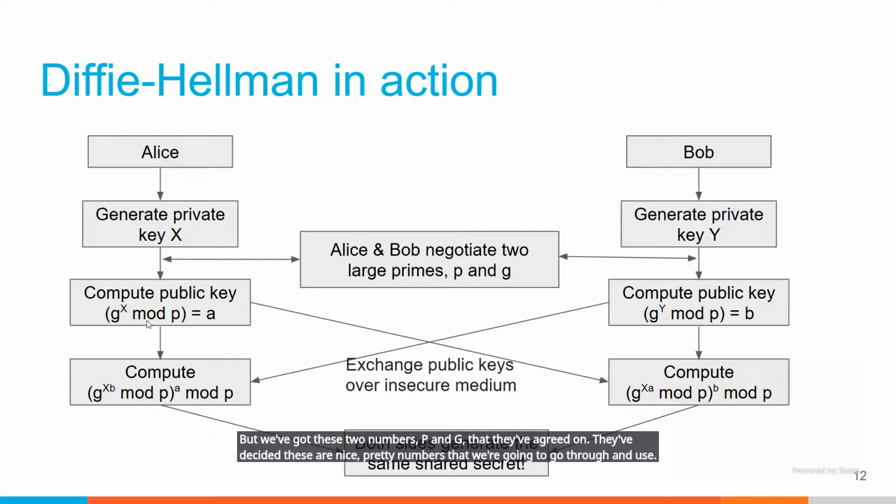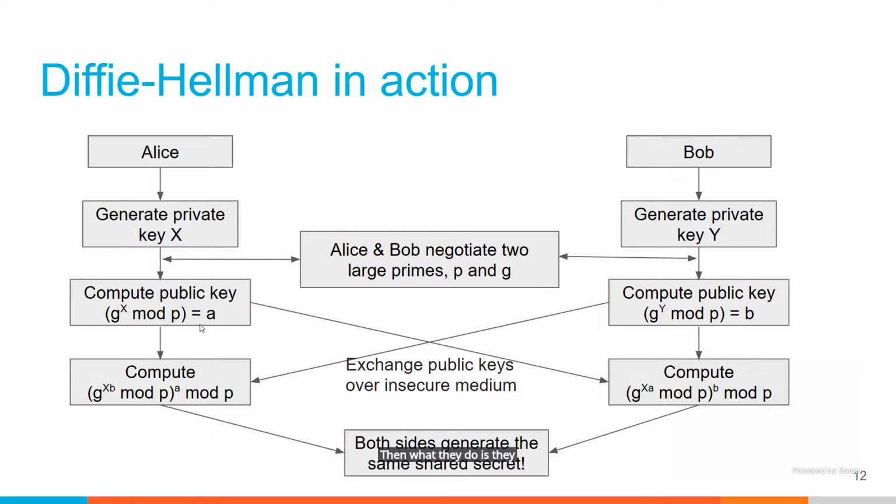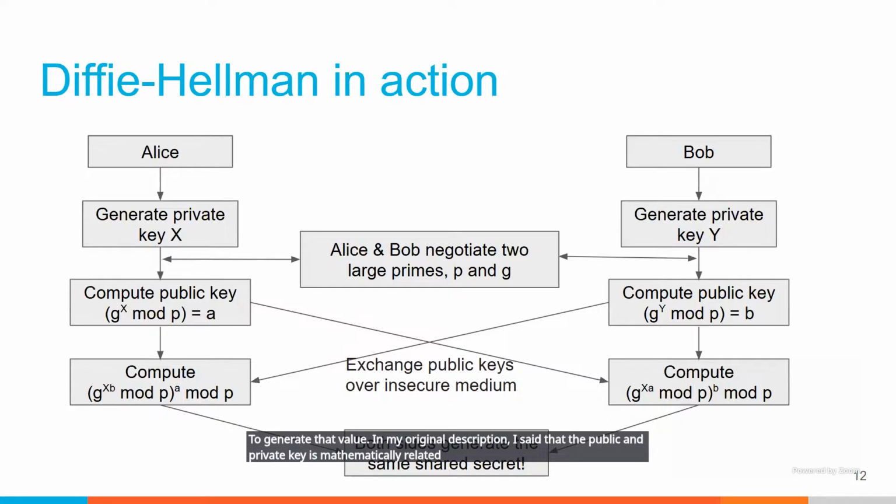Then what they do is they go through and they generate a public key. And to generate the public key, they use their own private key, X, to generate that value. So in my original description, I said that the public and private key is mathematically related, but they're not equal to each other. This is what I meant by that. We're deriving the public key off of that.